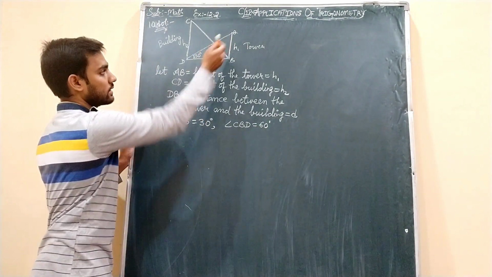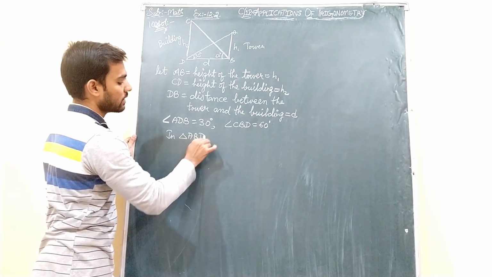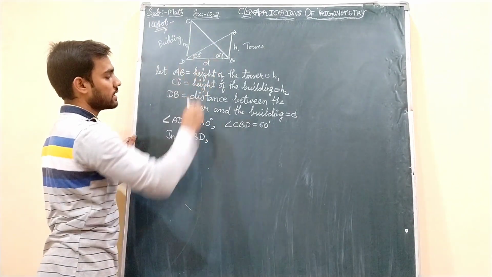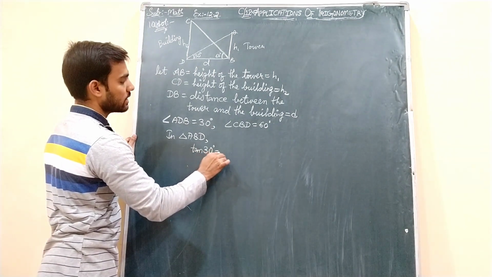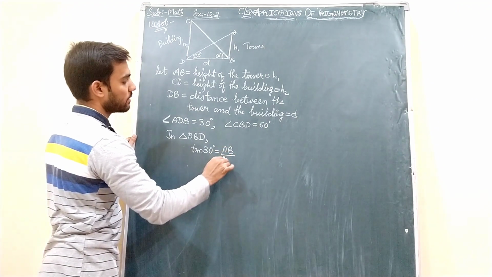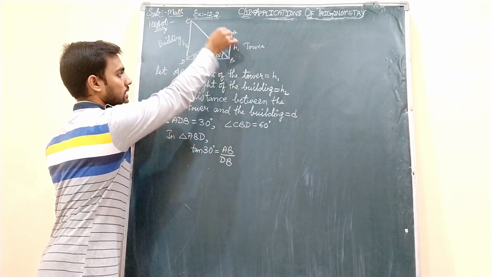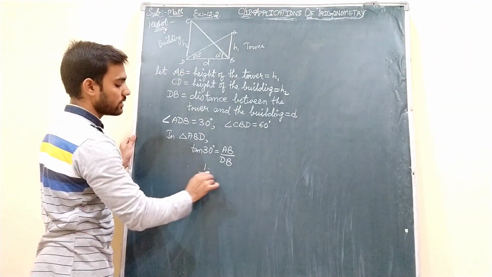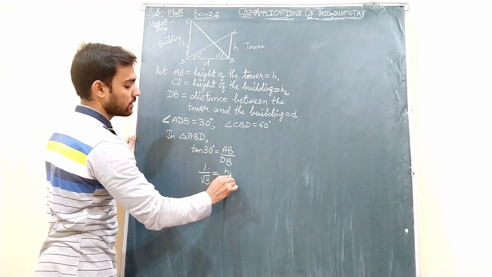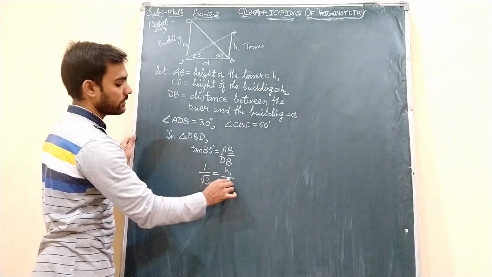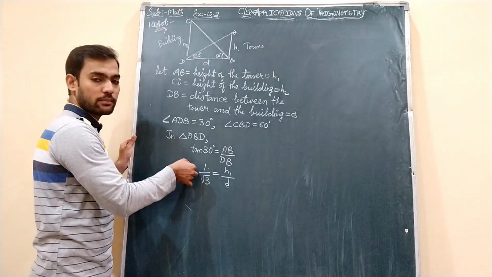Okay students, so I will take this triangle first as H1 is involved. In triangle ABD, same opposite and adjacent we are using, so tan 30 degree is opposite divided by adjacent. Opposite is AB, adjacent is DB in this triangle, students. Tan 30 value is 1 by root 3 equals AB, which is H1, the height of the tower, and DB we have taken as small d, so I will keep it as it is, and then this d I will multiply over here.